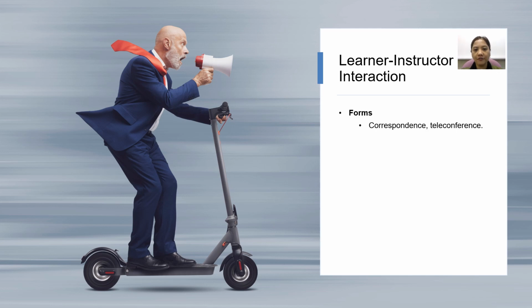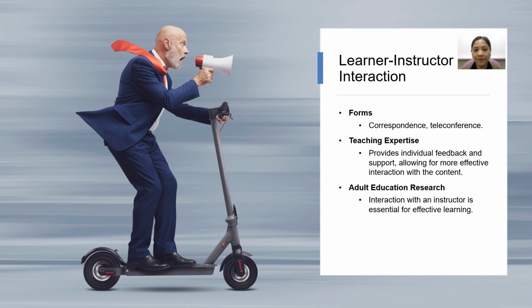Learner to instructor interaction can take many forms, such as teleconference and correspondence. In this type of interaction, teaching expertise is provided, which allows for more effective interaction with the content. According to adult education research, interaction with an instructor is essential for effective learning.